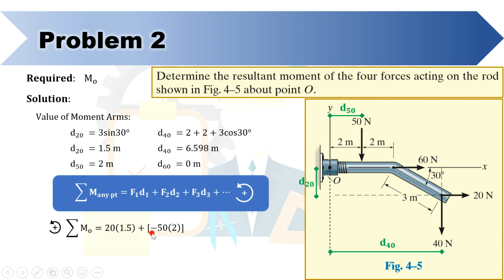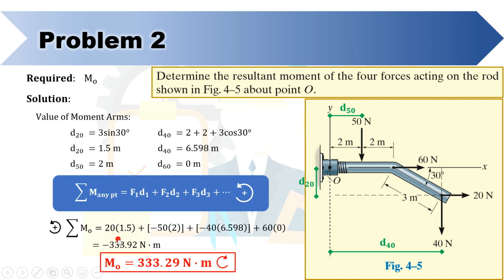Next, we add the moment due to the 40 Newton force, or equal to negative 40 times 6.598. Lastly, we add the moment due to the 60 Newton force, which is just equal to 0. So summing all these values, we have this negative result, or that M sub O is equal to 333.29 Newton meter clockwise rotation. If you are going to use this figure, you can draw the moment about point O due to all forces as follows.